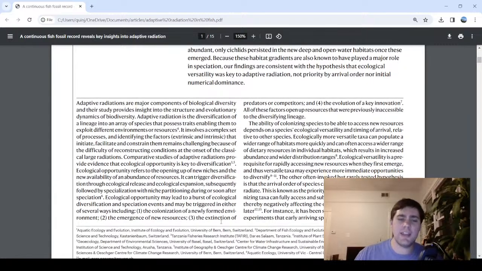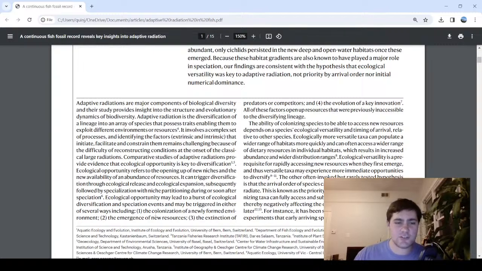Ecological opportunity may lead to a burst of ecological diversification and speciation events, and may be triggered in several ways, including: 1. The colonization of a newly formed environment. 2. The emergence of new resources. 3. The extinction of predators or competitors. And 4. The evolution of a key innovation. All of these factors open up resources that were previously inaccessible to the diversifying lineage.